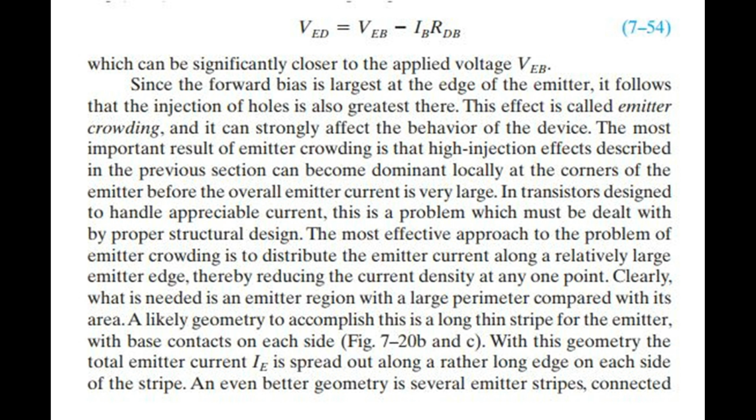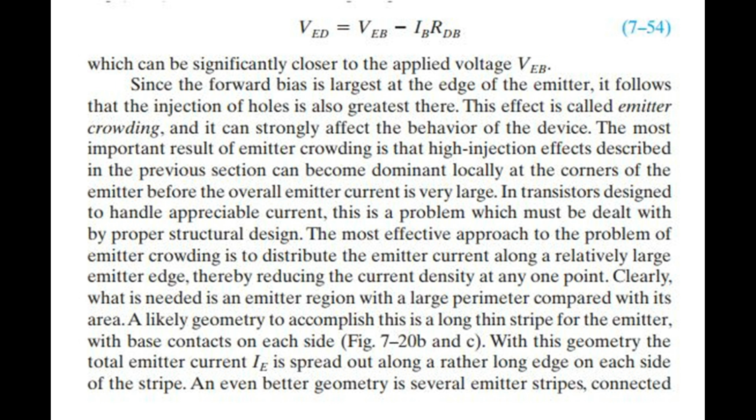The most effective approach to the problem of emitter crowding is to distribute the emitter current along a relatively large emitter edge, thereby reducing the current density at any one point. Clearly, what is needed is an emitter region with a large perimeter compared with its area. A likely geometry to accomplish this is a long thin stripe for the emitter, with base contacts on each side, Fig 7.20b and c. With this geometry, the total emitter current is spread out along a rather long edge on each side of the stripe.